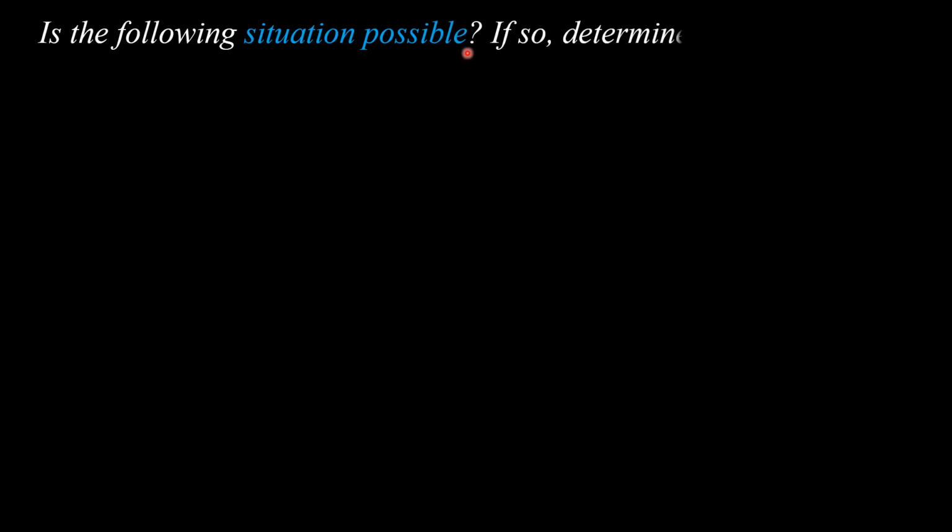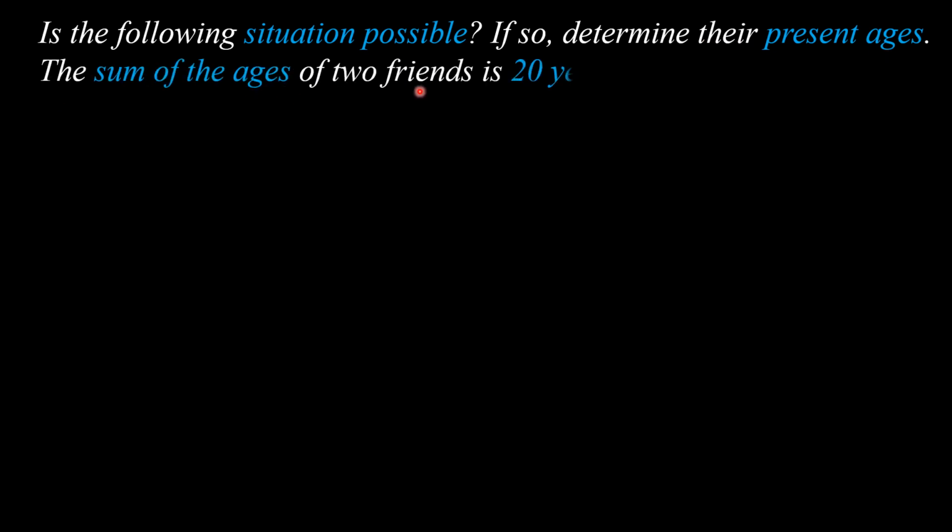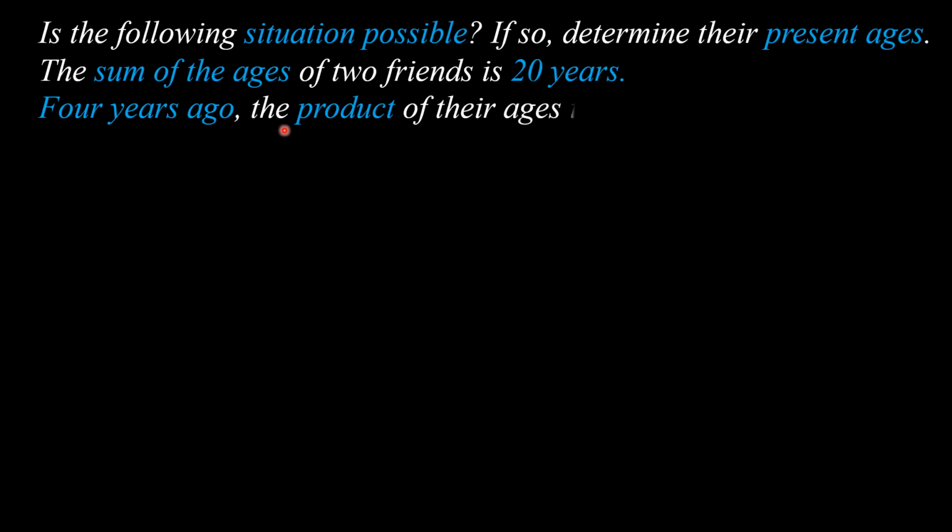Next example. Is the following situation possible? If so, determine their present ages. The sum of the ages of two friends is 20 years. 4 years ago, the product of their ages in years was 48.